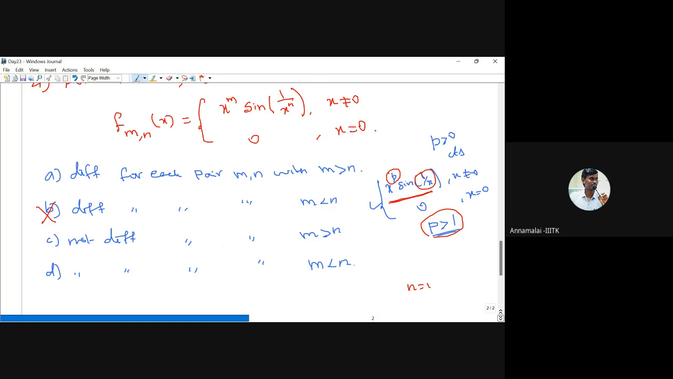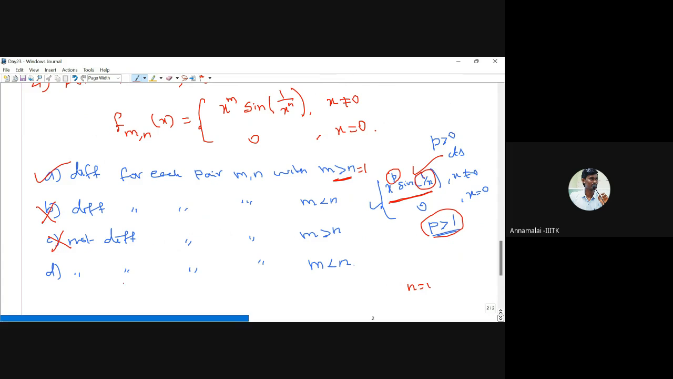Now look at the first option. If this is bigger than this number, then n is at least 1 because n is a natural number, right? Here they mentioned that m is strictly greater than 1. So even if you take the lowest possible, n equal to 1, then m should be greater than 1. By this property, it is always differentiable. Therefore, since A is true, C is not true because it says not differentiable.